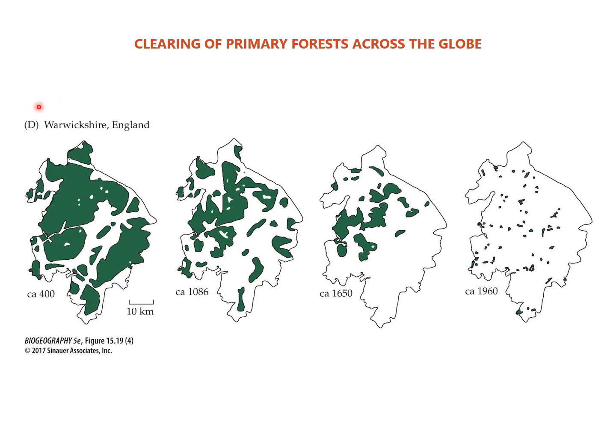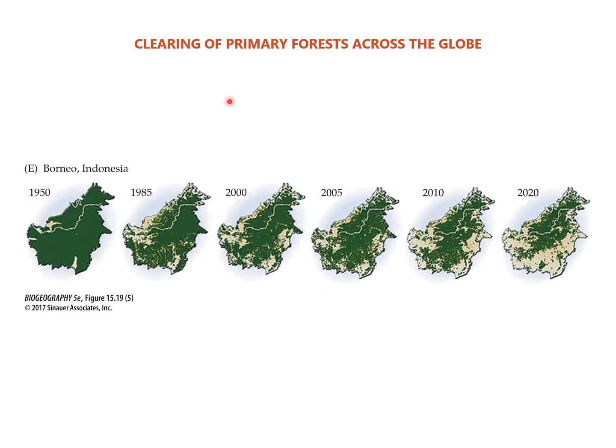But this isn't obviously just exclusive to the United States. Here in England, more deforestation trends, and this is going back pretty far, from the year 400 to 1086 to 1650 to 1960. Some dramatic changes there. Here in Borneo, Indonesia, from 1950 to 1985 to 2000, 2005, 2010, and 2020. Pretty dramatic changes in the extent of those forests as well. So it's a problem globally, but also a problem in lots of specific areas where this has been occurring.